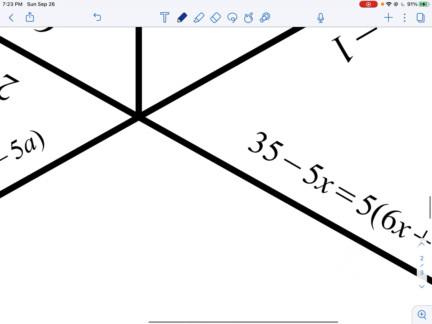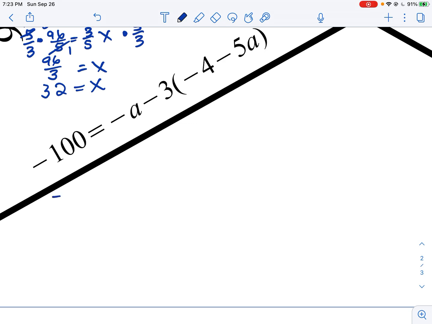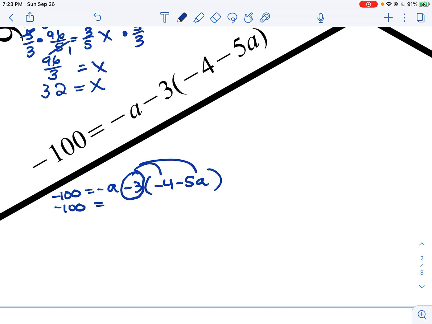And is this our, nope, we have a couple more. So this, I'm going to write it right here: negative 100 equals negative a minus 3 times (negative 4 minus 5a). I have to take the negative 3 and multiply it through. I get negative 100 equals negative a, because that's not being multiplied, only the negative 3 is, plus 12 plus 15a. Okay, these are like terms.